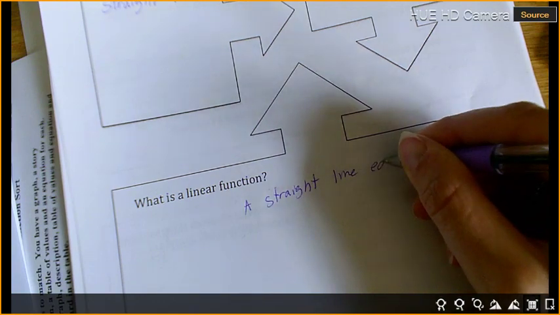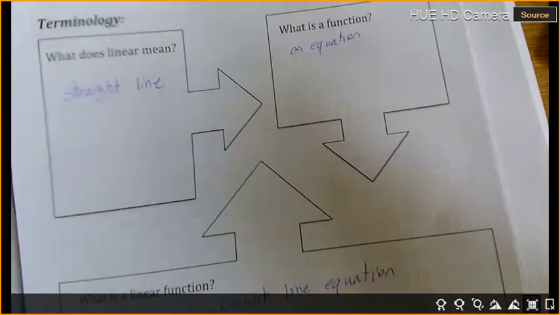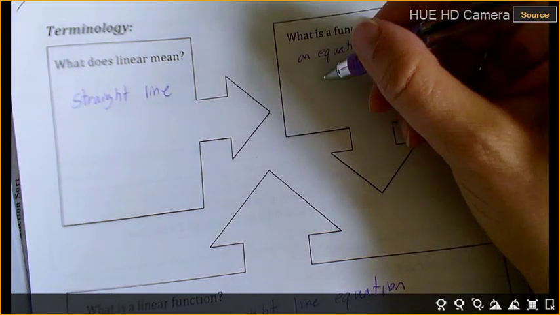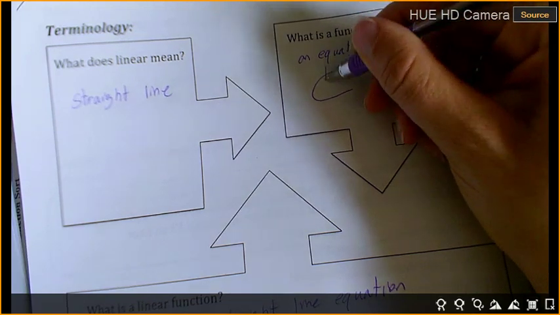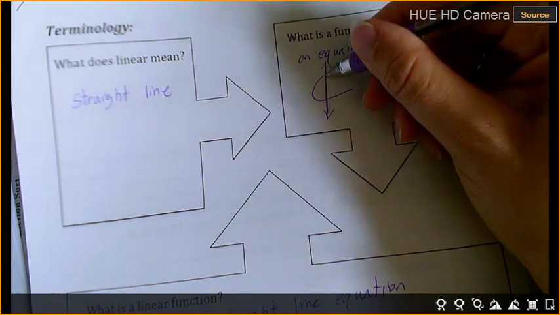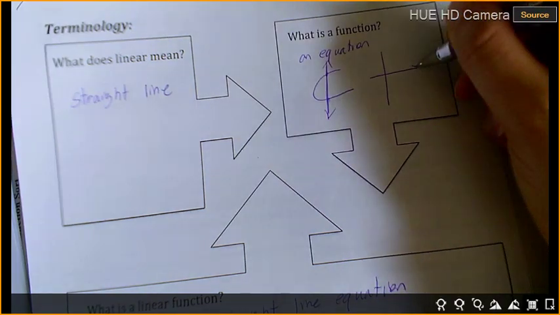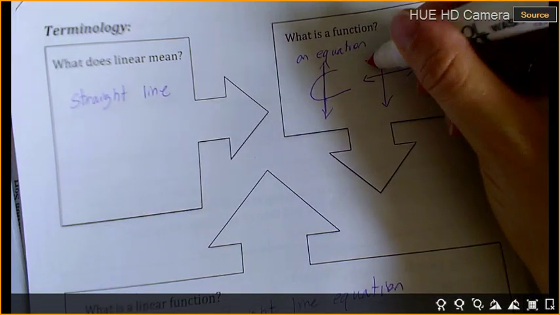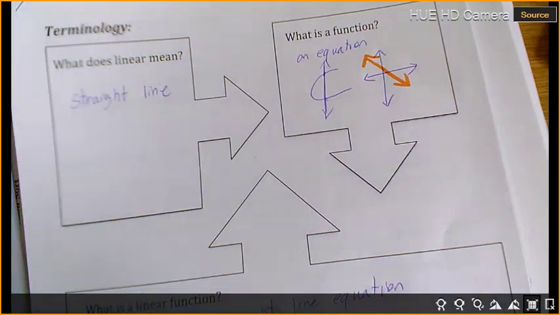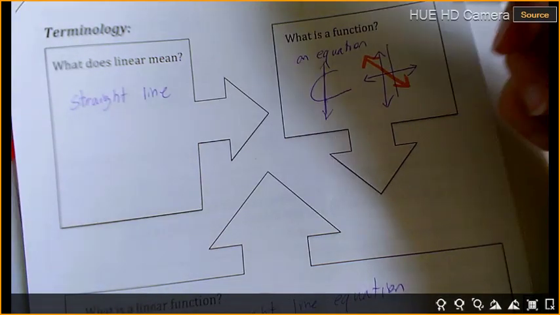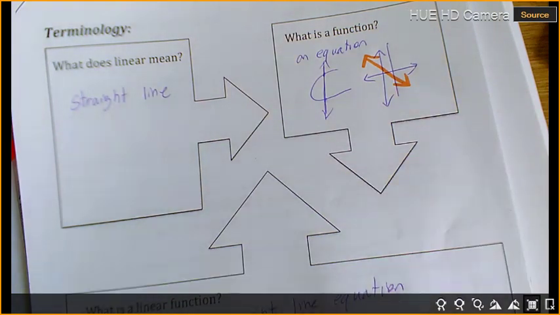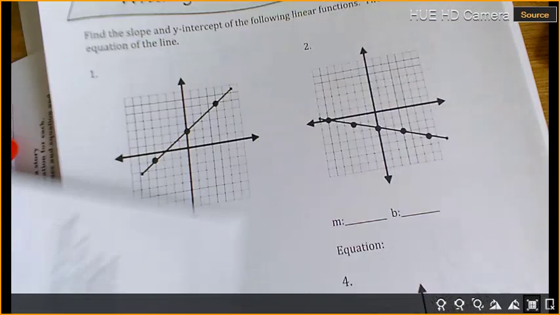When we talked about functions, we did talk about the vertical line test. Like this is not a function because when you put a line through it, it goes through there twice. So if we have a graph and we have a line, if it does not go through there more than once, the vertical line test, it passes. Okay? All right. Let's move on to the next page.